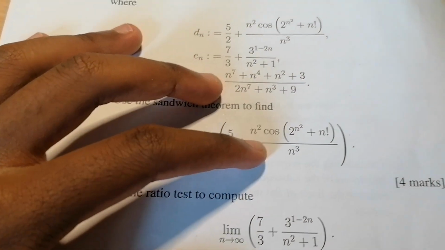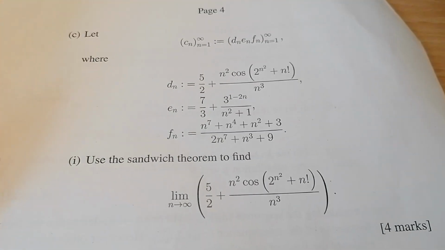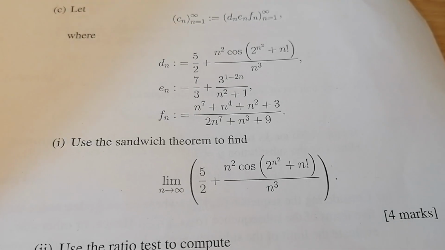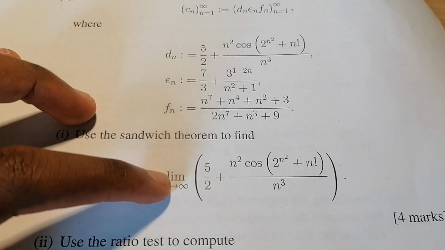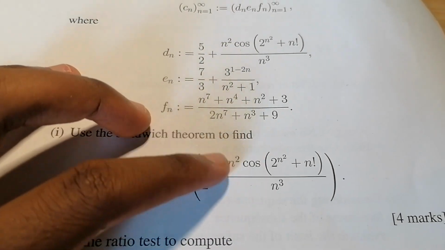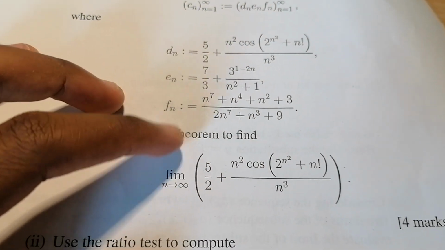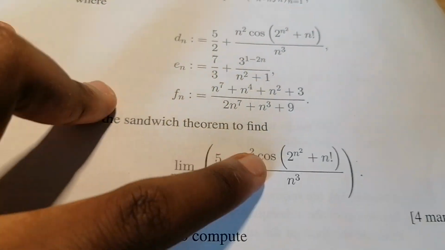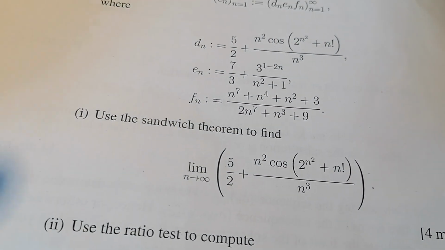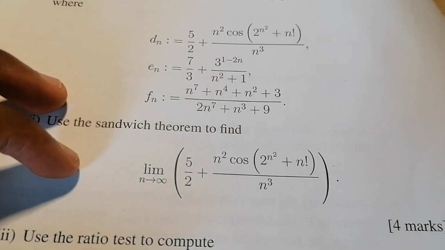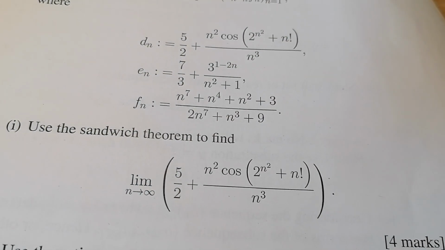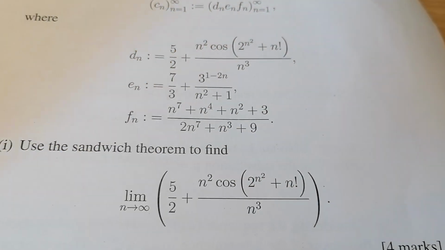So for this, I just said cos ranges from -1 to 1. Therefore, we can have this as a lower bound: 5 over 2 minus n squared over n cubed is less than or equal to this, which is less than or equal to 5 over 2 plus n squared over n cubed. And as n goes to infinity, n squared over n cubed goes to 0. Therefore, this goes to 5 over 2.